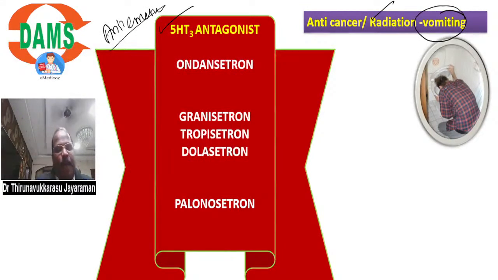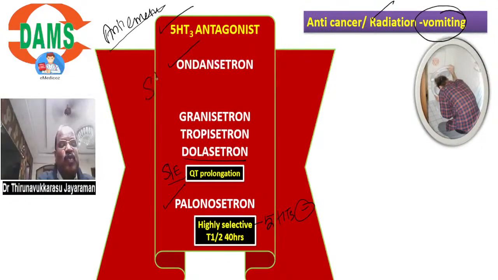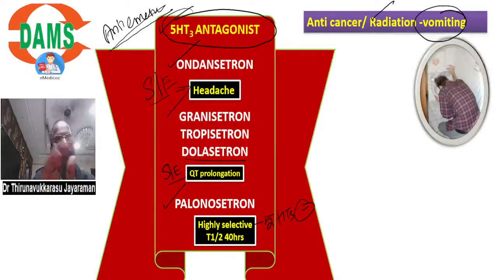Here, palonosetron is a highly selective 5-HT3 antagonist, and it has a longer half-life, about 40 hours. An extra old question: dolasetron may cause the side effect of QT prolongation. One more old point: ondansetron, a famous drug, causes most commonly what side effect? Headache. It's the most common side effect. Now, the 5-HT3 blockers are the primary anti-emetics for treatment of vomiting due to cancer chemo.